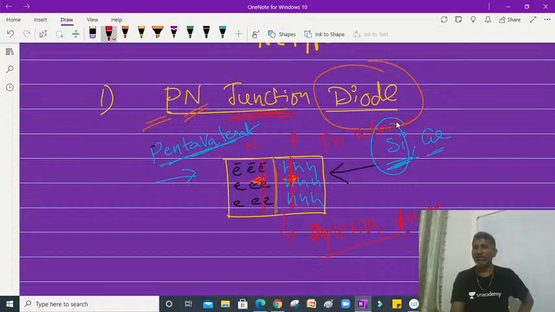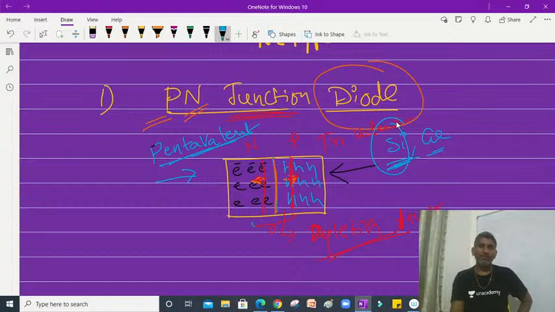Now this acts as a barrier for charge carriers to cross on either side. You can see this layer as a barrier also. This barrier acts as an opposition.